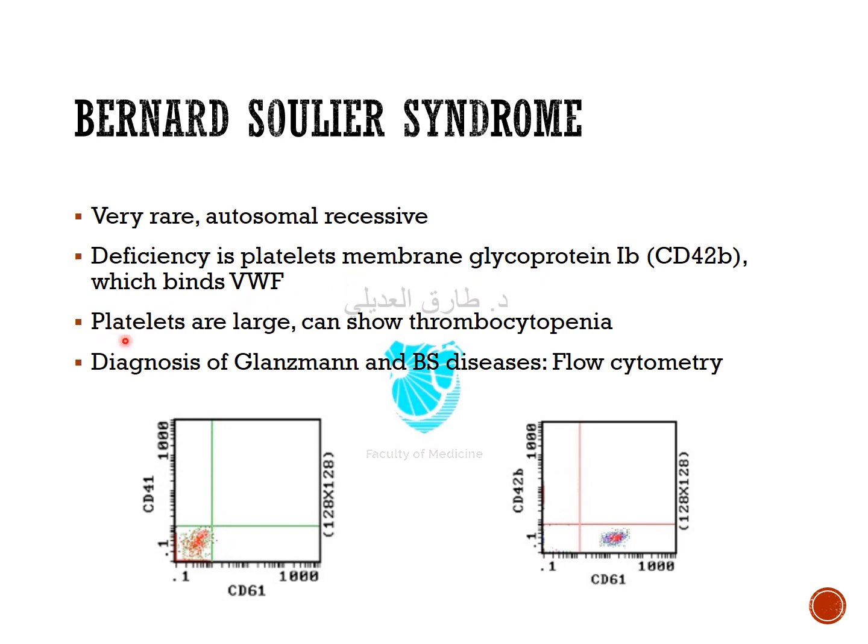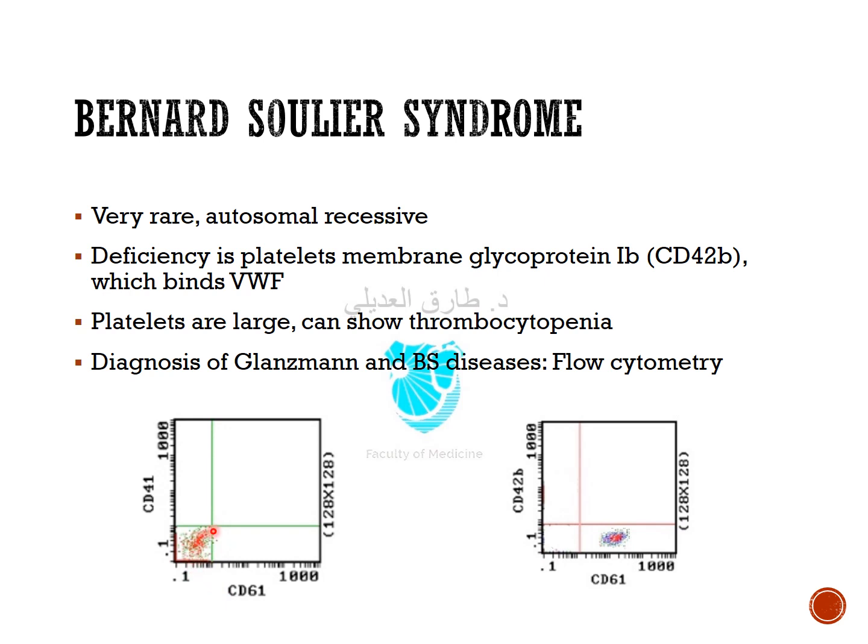These patients also have structural abnormalities. The platelets appear larger than normal, and they can show thrombocytopenia. These are associated findings in this disease. How do we diagnose both syndromes? By flow cytometry. Remember this test, it examines the antigens on the surface of the cells.